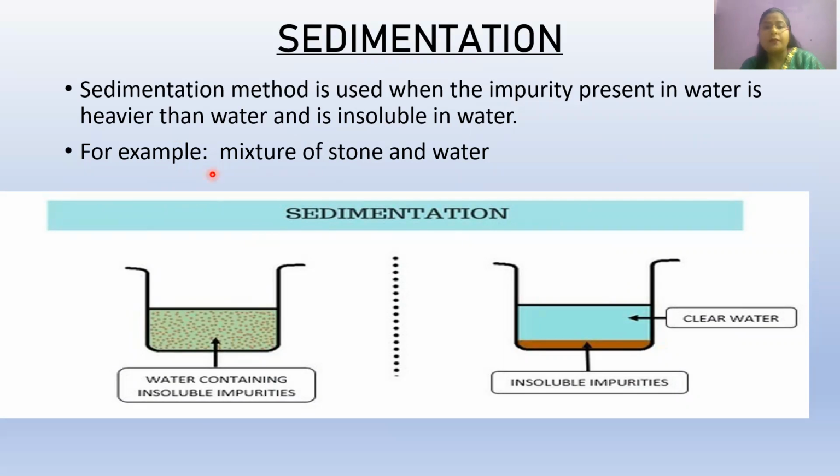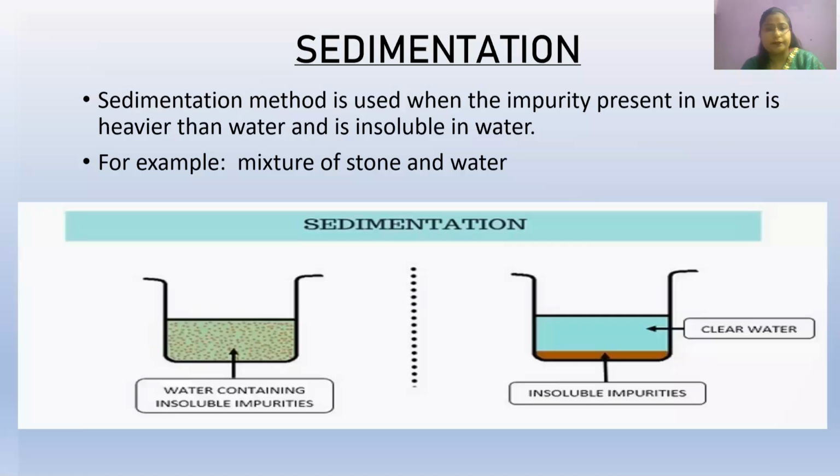For example, a mixture of stone and water. You can see in this image, water containing insoluble impurities. After some time, the insoluble impurity will settle down at the bottom and the clear water is visible at the upper layer. This process of insoluble impurities settling down at the bottom is known as the sedimentation method.